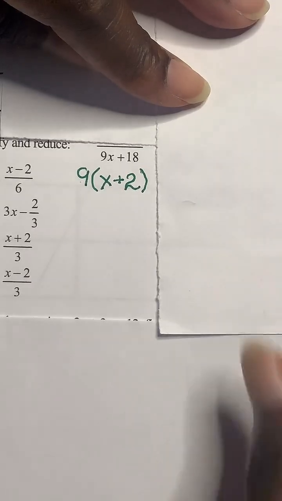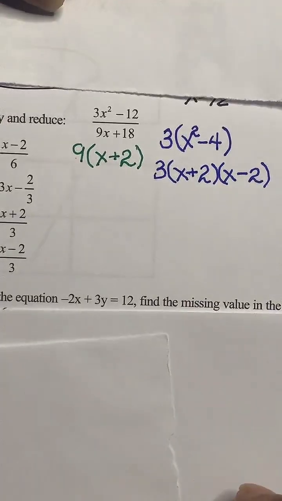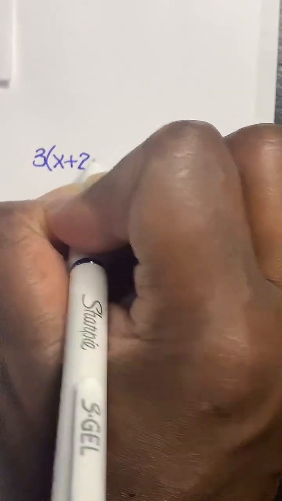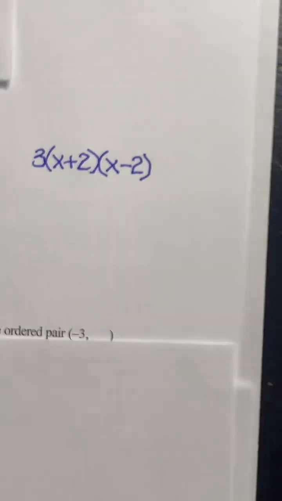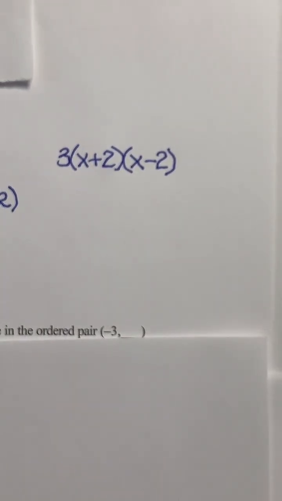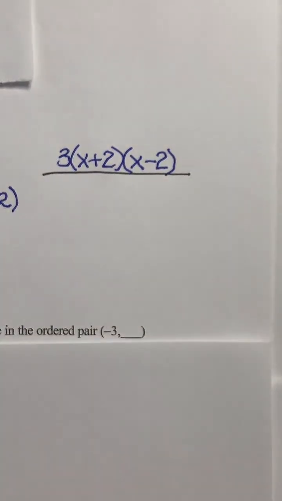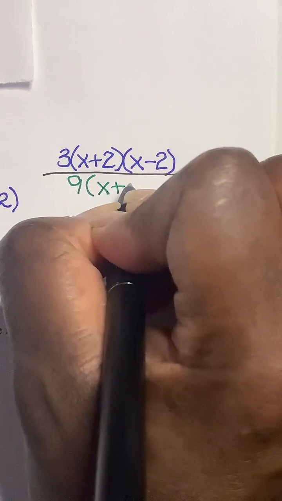All right. So now we have our numerator, we have our denominator. So let me slide over and rewrite. My numerator is 3 parenthesis x plus 2, x minus 2. So that's what we got when we factored. Our denominator is our 9 parentheses x plus 2.